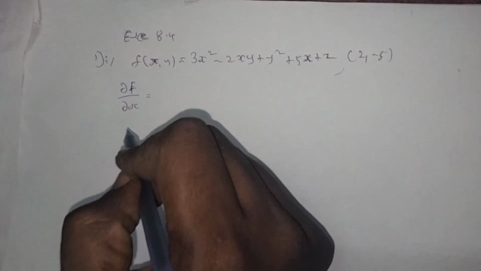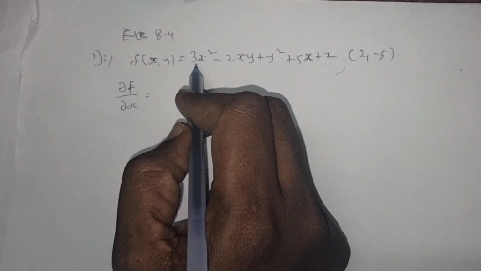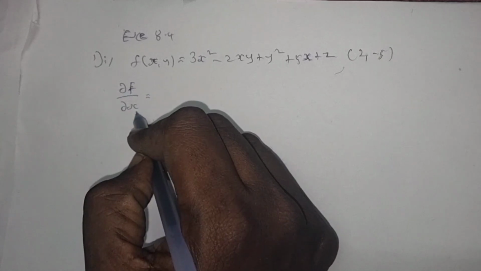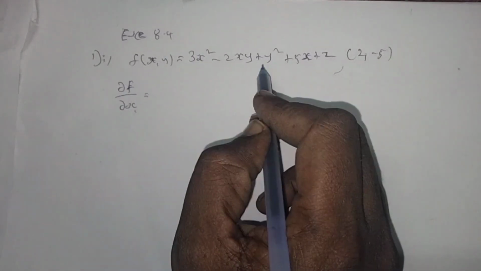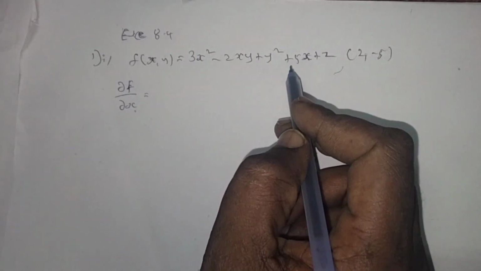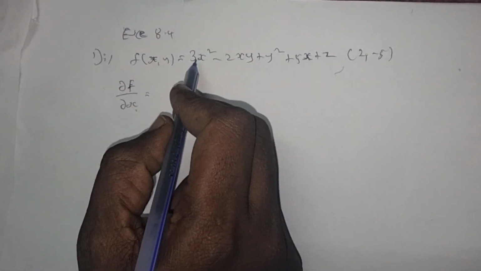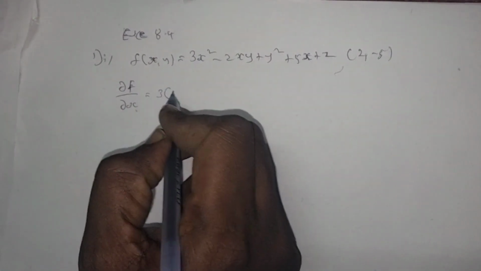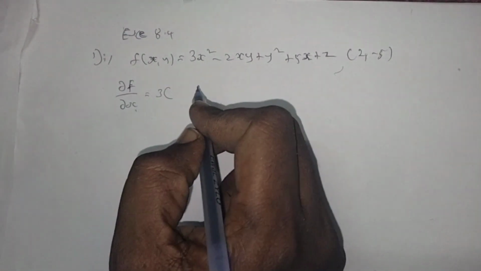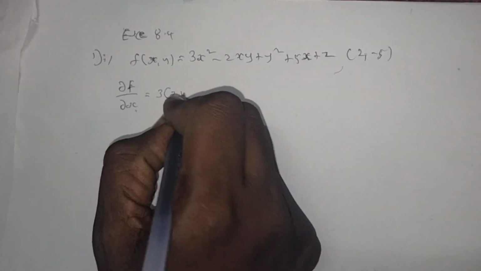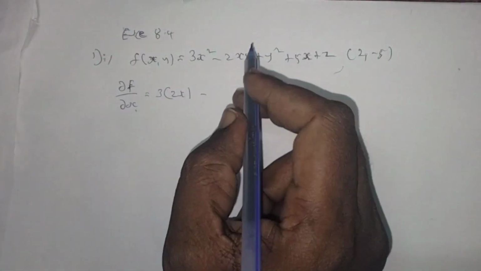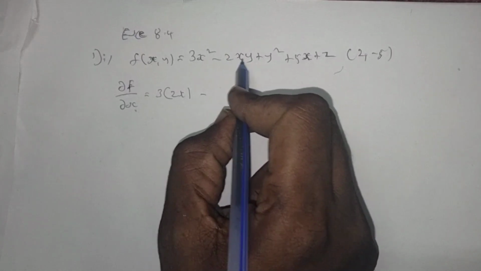When you come to the partial derivative ∂f/∂x, then x is a variable, y becomes a constant term. So for example, you are differentiating here, 3 is a coefficient. Ordinary differentiation of x squared is 2x, that we can write. Then minus, here we have a 2 into xy.